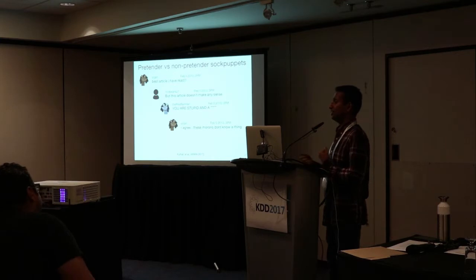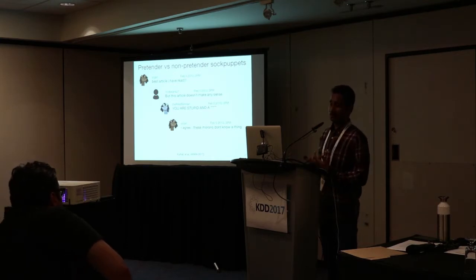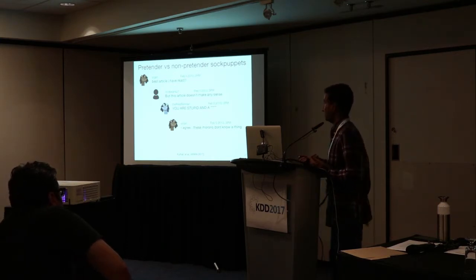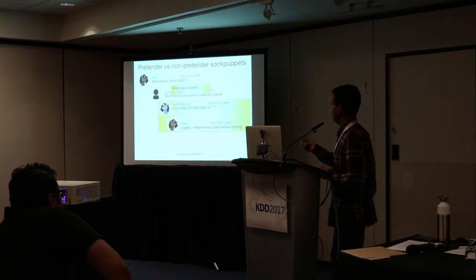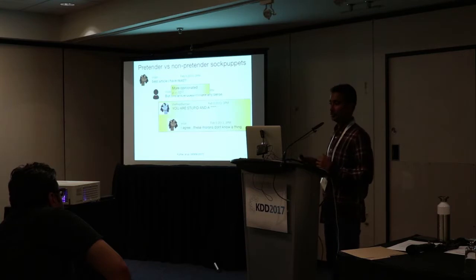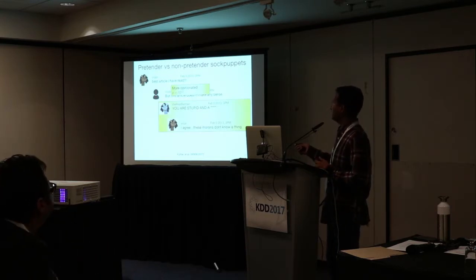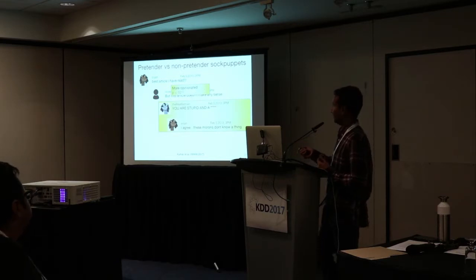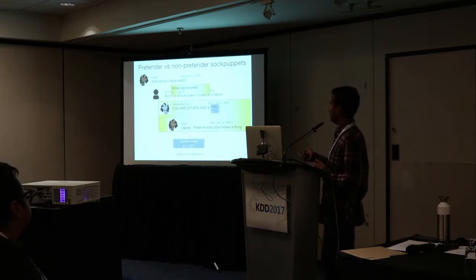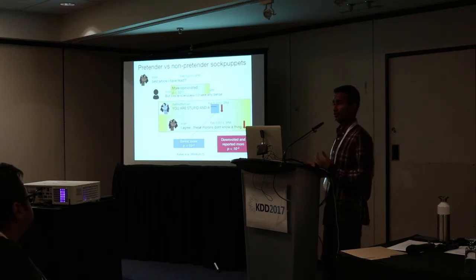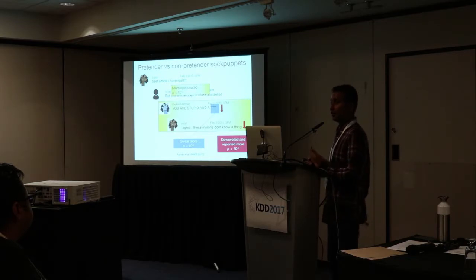To see how these pretender and non-pretender sock puppets differ from each other, we look at the statistical properties of the posts that these accounts are making. What we see is that pretender sock puppets are more opinionated, they swear more, and they are also downvoted and reported more, which indicates negative behavior of pretender accounts as compared to non-pretender accounts.